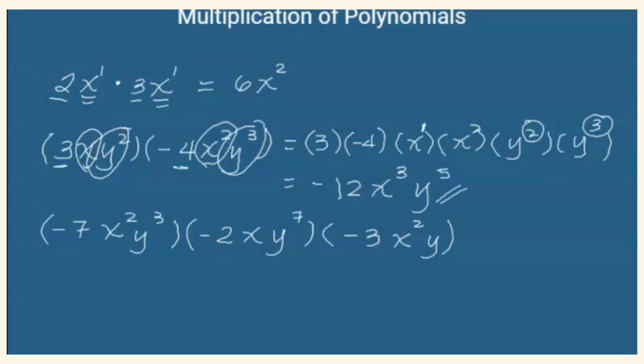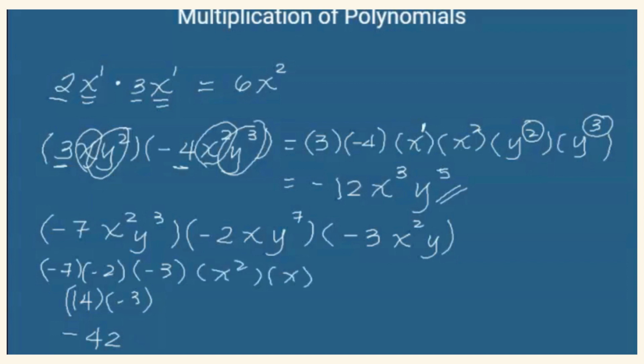Okay, so let's start by multiplying our numerical coefficients. So we have negative 7 times negative 2 times negative 3. So negative 7 times negative 2 is positive 14 times negative 3 is negative 42.